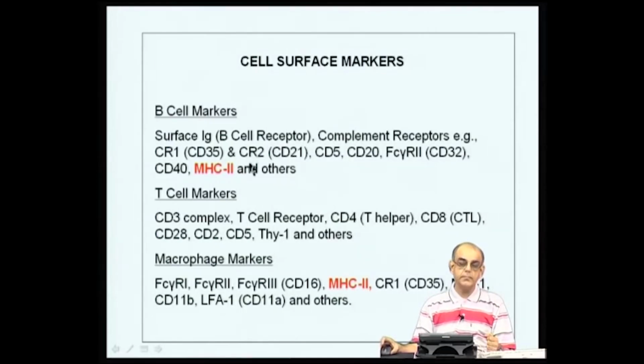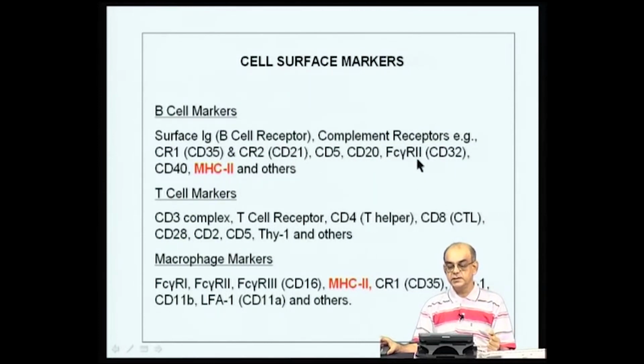For example, B cells have a very specific marker called the surface immunoglobulin molecule, also called the B cell receptor, which is expressed on the surface of B cells and recognizes the incoming antigen. In addition to that, we have other receptors called complement receptors, CR1 or CD35, CD21, CD5, CD20, and the Fc gamma receptor. Fc stands for fragment constant region of the molecule, and gamma stands for the immunoglobulin class, so gamma, IgG.